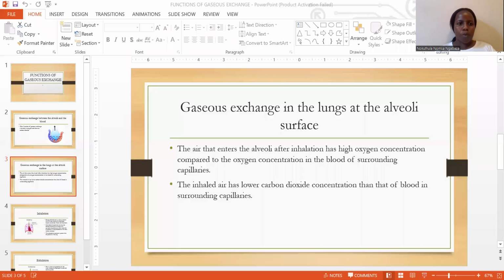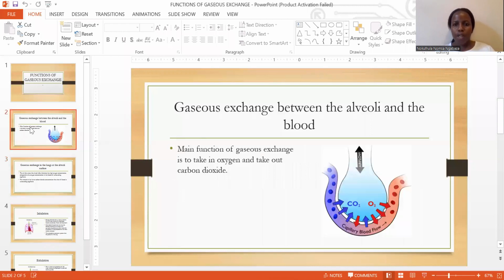As we look at the functions of gaseous exchange, one thing you are going to realize is that we have this structure which we call the alveoli. But before we look at the alveoli, the most important thing to know is that the main function of gaseous exchange in a human being is to take in oxygen.